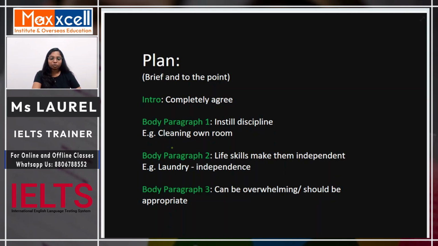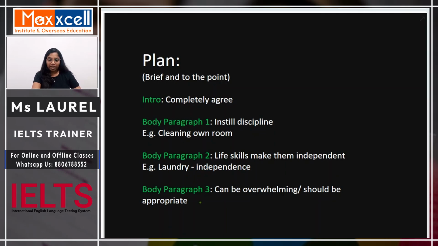Okay, coming to body paragraph 2, my second point is that life skills make them independent. So I believe that teaching chores to children at a young age will make them independent in the future. So here an example that I want to give is laundry, and how when you're older, if you learn it at a young age, it will help you when you're older. So these are the 2 points that I have already written down the examples.